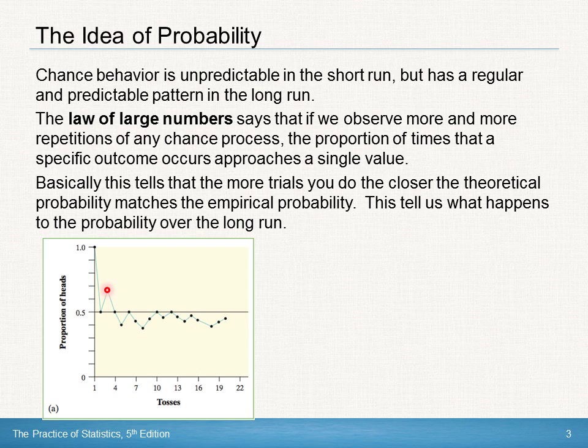Notice how it's going up and down as I'm tossing it, because this is talking about the proportion of heads. It decreases when I get tails, so at let's say about 20 tosses, it's getting close to 50%.